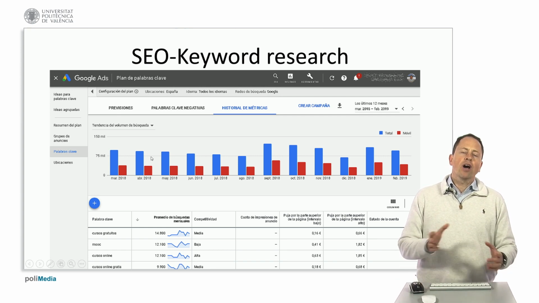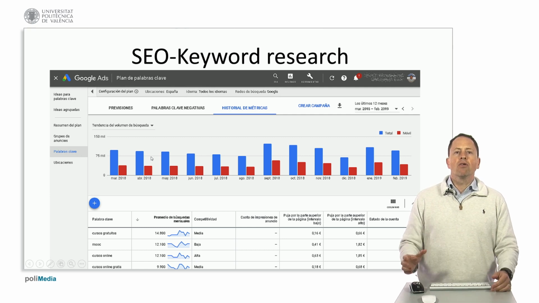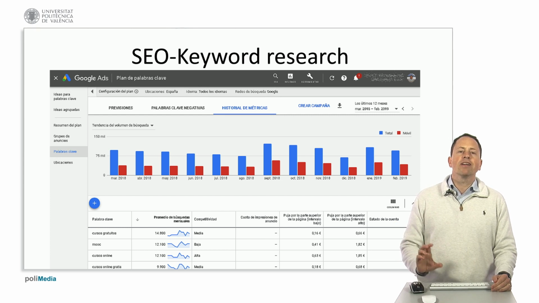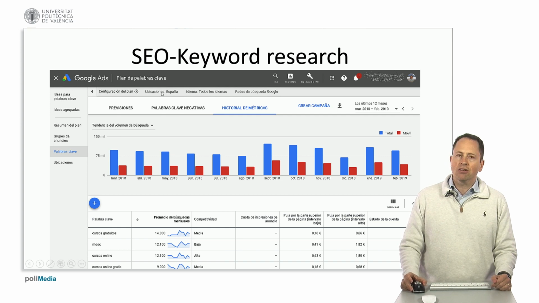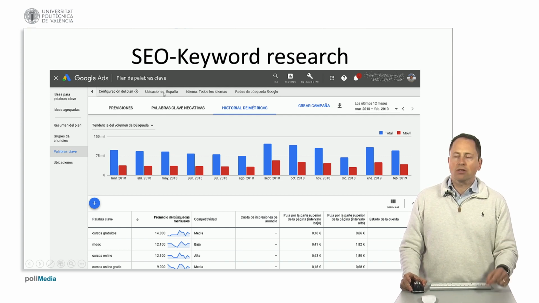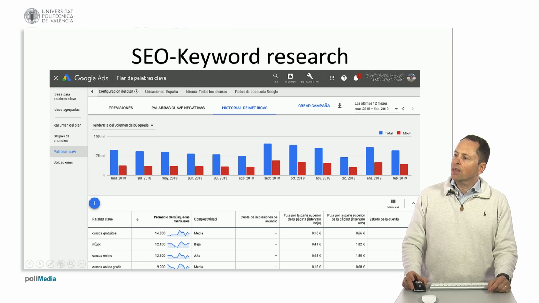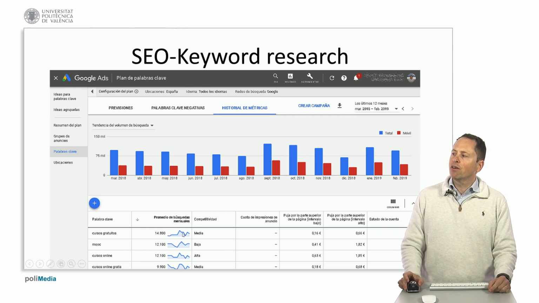If you don't have this active Google account, you can look for keyword research free tools in internet, and you will find several of them. Not as good as this one that, as you can see, can give me for a specific location that can be as small as a postal code for a specific keyword, which is the average number of searches and which is the number of searches each month in total and in mobile.